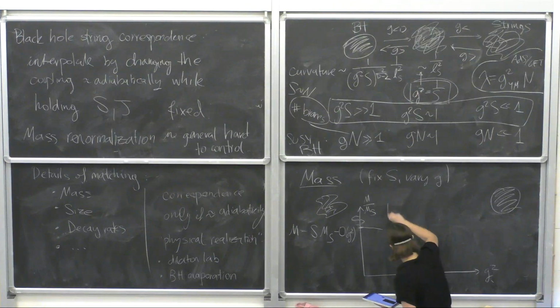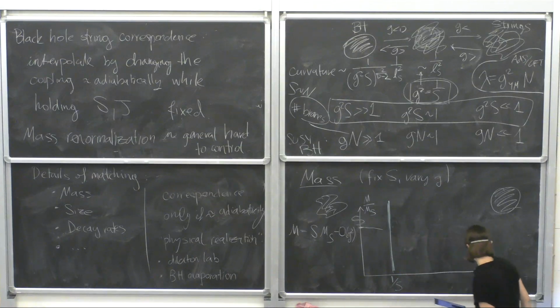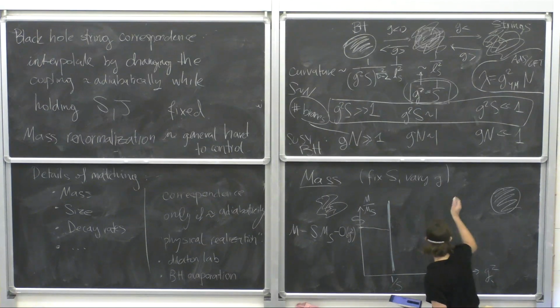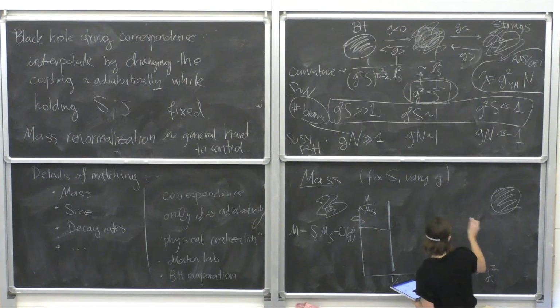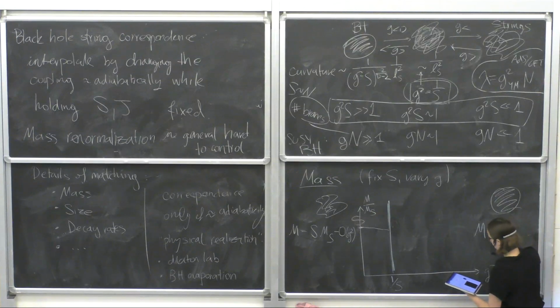I'm going to draw here the special value of the coupling where g squared is 1 over S, so that's the correspondence point, where my string description should go over into a black hole description. Now how does the mass of the black hole go? Well, again, I invert the formula for the entropy that I had, and I write this in the same units.